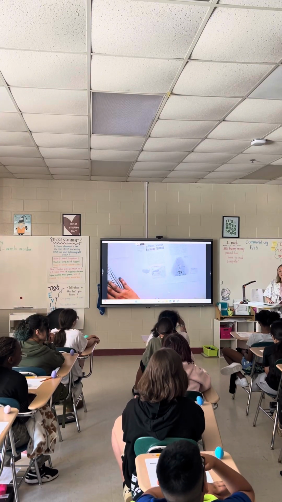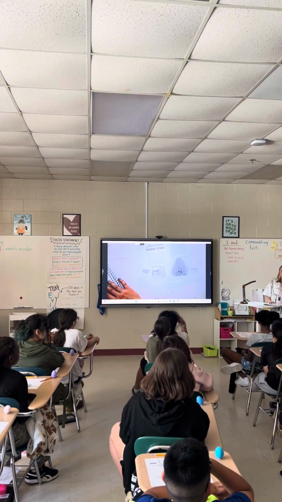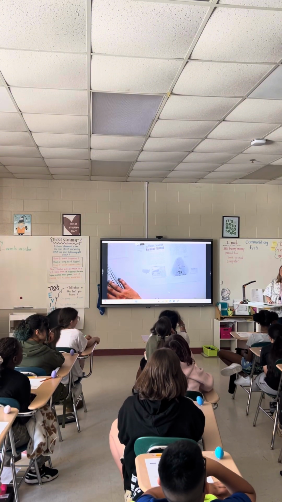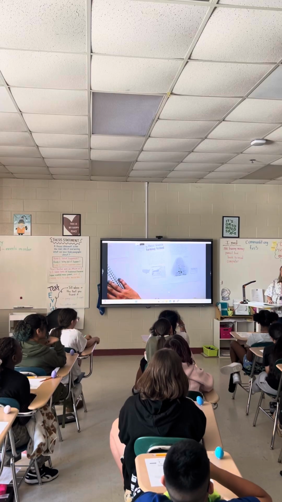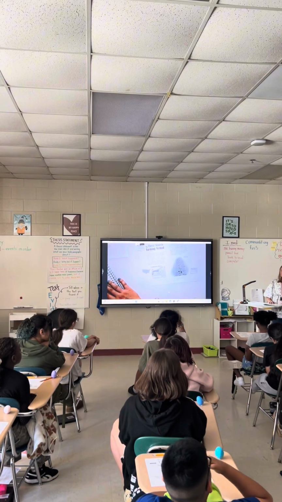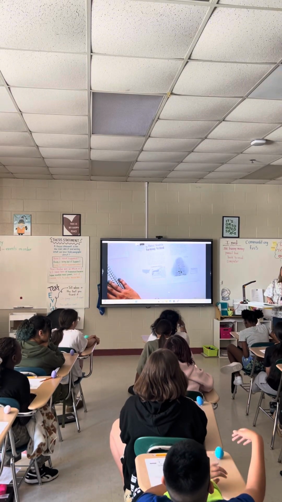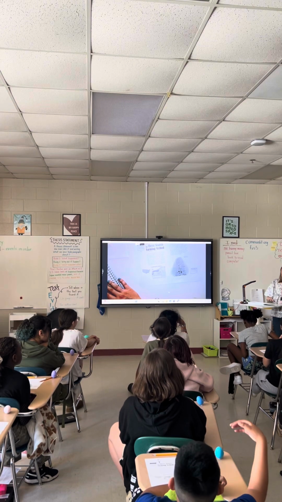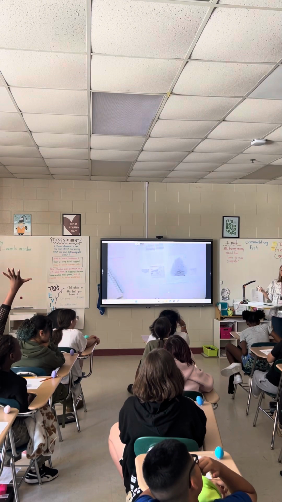Good. So producers are plants. Consumers are animals. And then, what are decomposers? Remember? What's an example? Worms. They're worms. Yeah. Good.